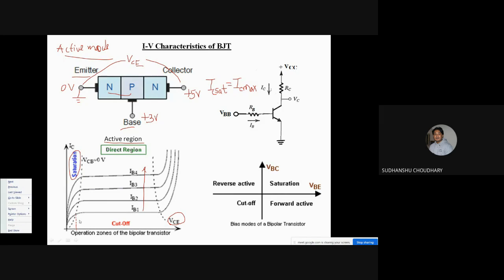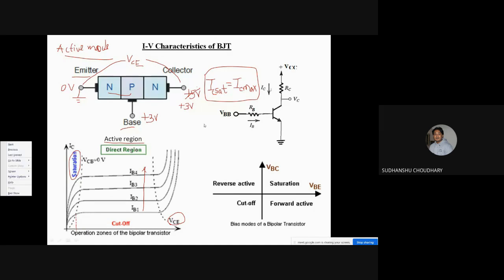Let us try to make this VCE small so that we reach this point where the IV characteristic is showing saturation. Saturation of what? Saturation of collector current. Saturation here means that the maximum collector current will flow through this circuit. How do we make this VCE small? Simply we reduce the collector voltage. Let us say from plus 5 volts, I now make it plus 3 volts.